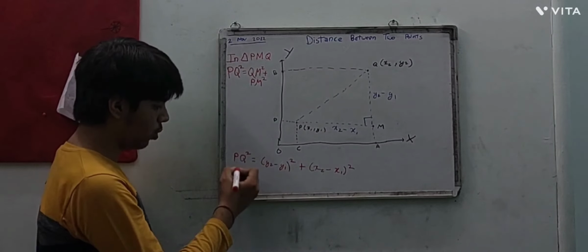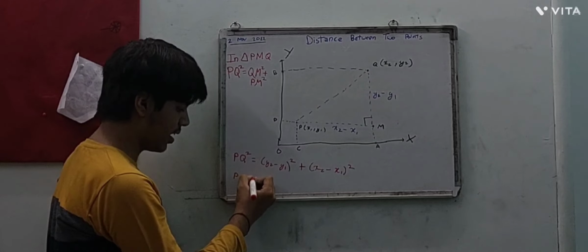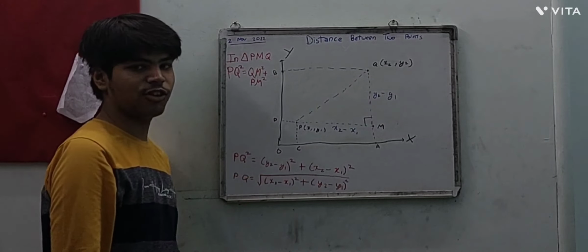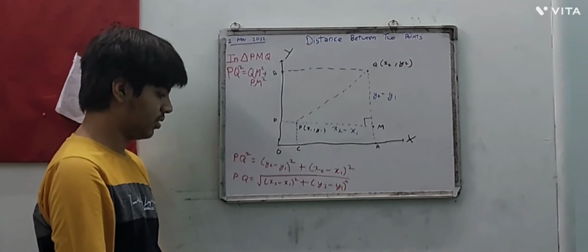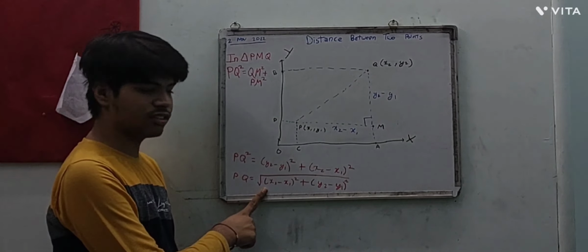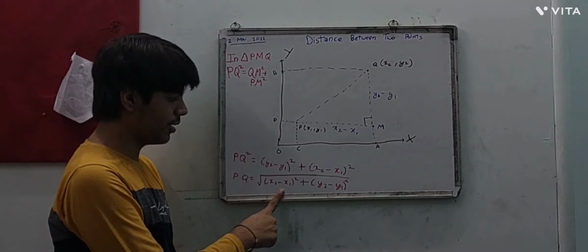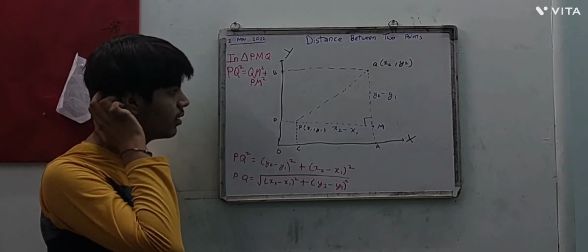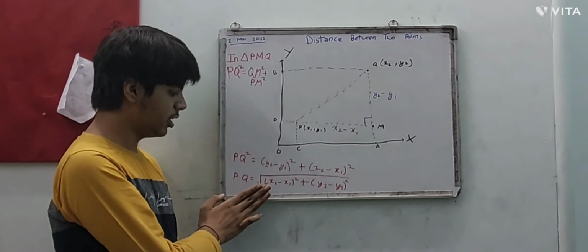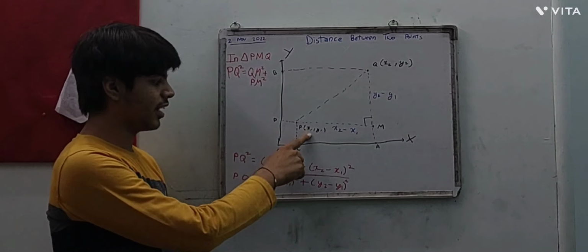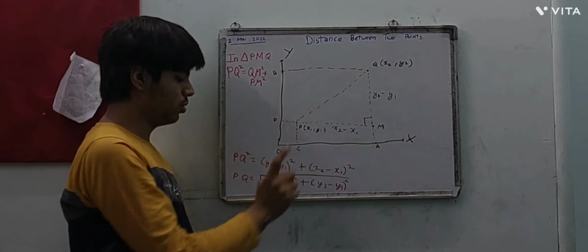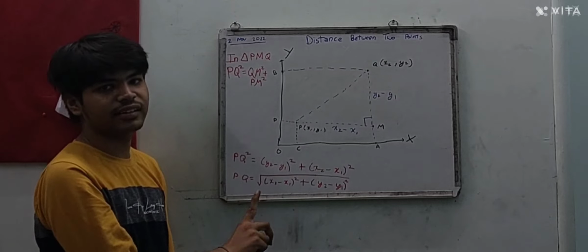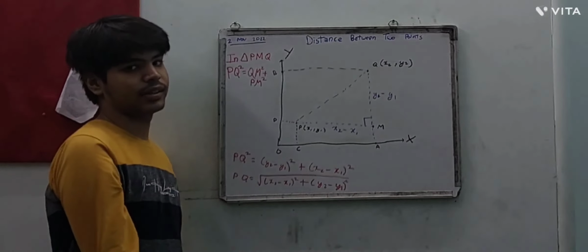Now taking the square root of both sides, we get the formula. This formula is known as the distance formula, which is the square root of (x2 minus x1) whole squared plus (y2 minus y1) whole squared. And we can use this formula with the coordinates x1, y1, x2, y2 to calculate the distance between 2 points anywhere in the Cartesian plane.